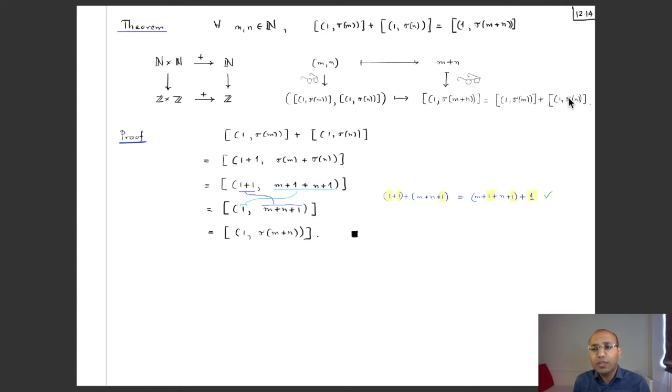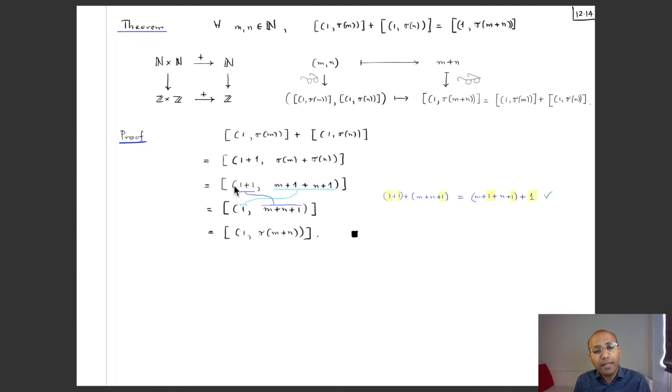So let's start with this one. That's the integer sum of these two integers. Well, by the definition of integer addition, you have to take the equivalence class containing the ordered pair obtained by adding these first components, so (1 plus 1, σ(m) plus σ(n)). This σ(m) is just m plus 1, σ(n) is just n plus 1. So you get this integer. Now I claim that this integer is the same as this integer, where I have removed one from both of these. Okay, so let's quickly check why this is true.